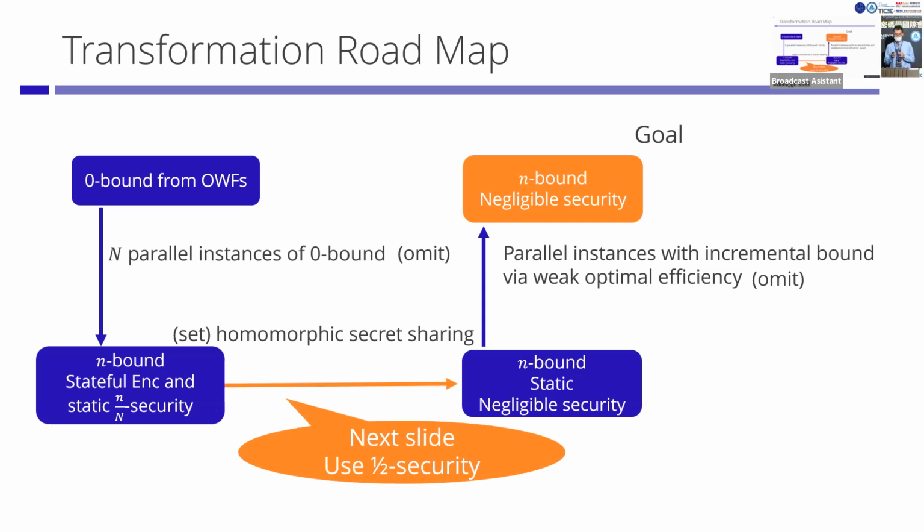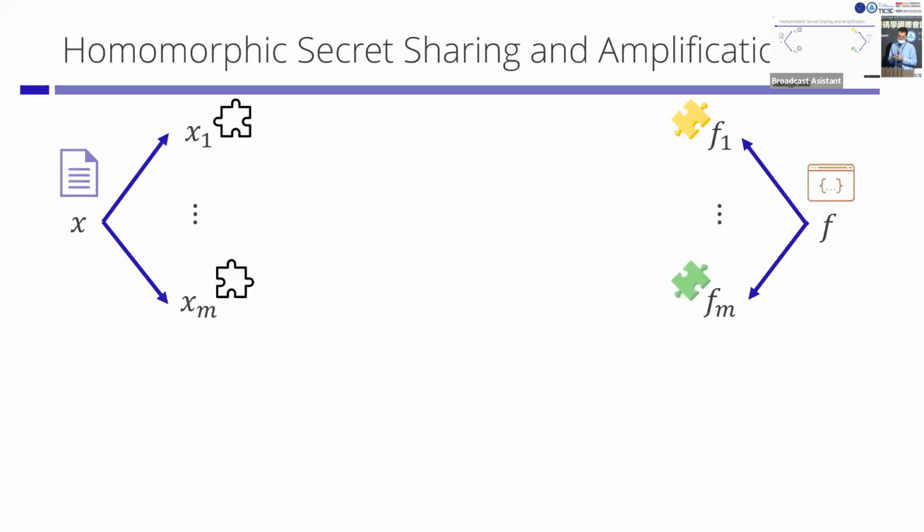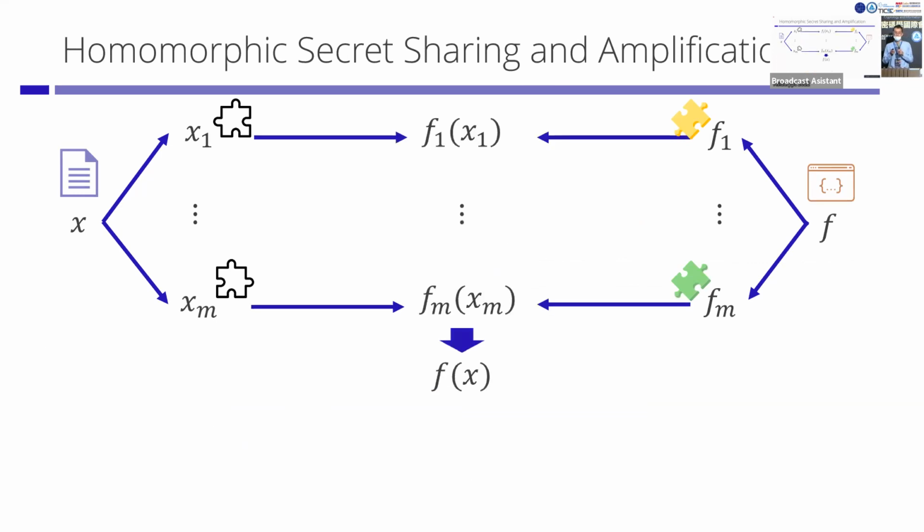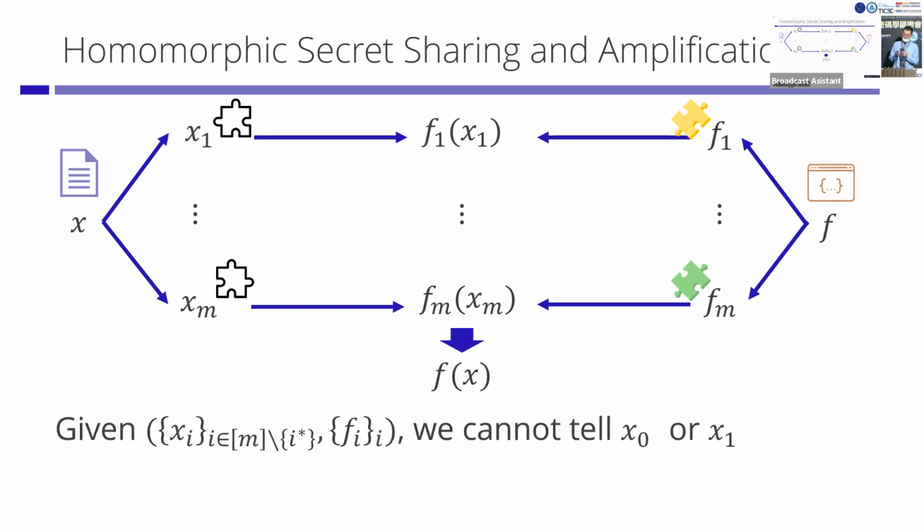In the second transformation, we use the half security, which is obtained by setting capital N to 2 times small n. In homomorphic secret sharing, we can generate a share of input x and a share of function f. From each share, we can compute the share of the output f of x. By collecting all shares of the output, we can recover the output f of x. And even if we are given all shares of x and f except one share of input x, we cannot tell whether the encoding comes from x0 or x1. This is the homomorphic secret sharing.